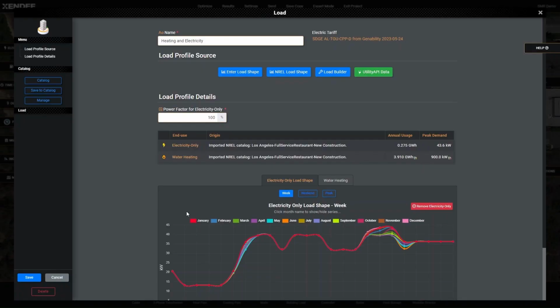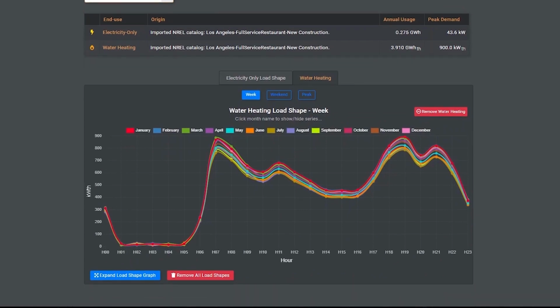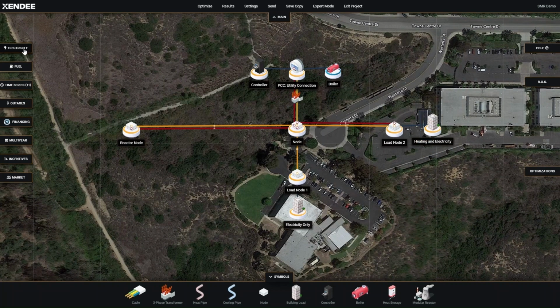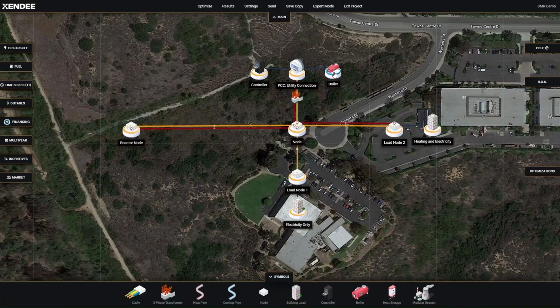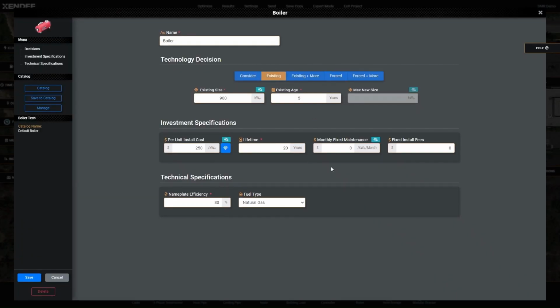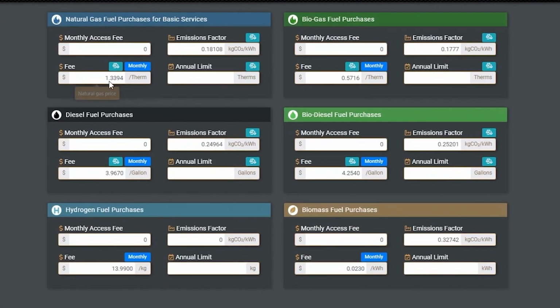For this demonstration, we have a multi-node test microgrid that has an electrical load and a heating load already defined. The microgrid itself is grid connected with time of use electricity rates and demand charges also already defined. Heating load is satisfied through an existing boiler using natural gas fuel that is purchased from the utility. The fees shown here are roughly the average of California's rates for the last year.